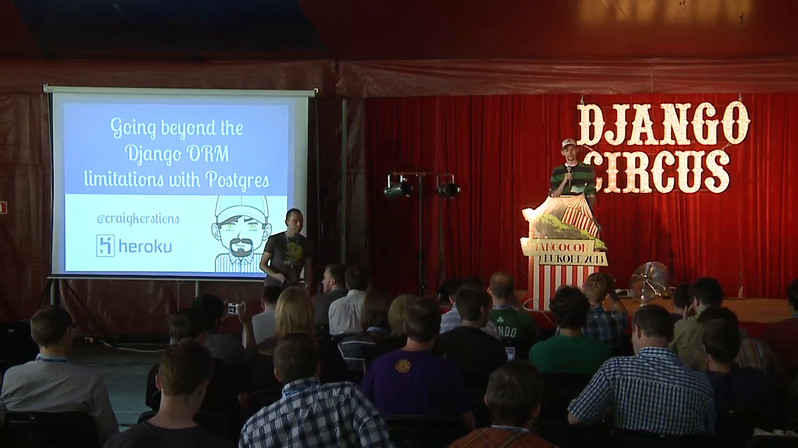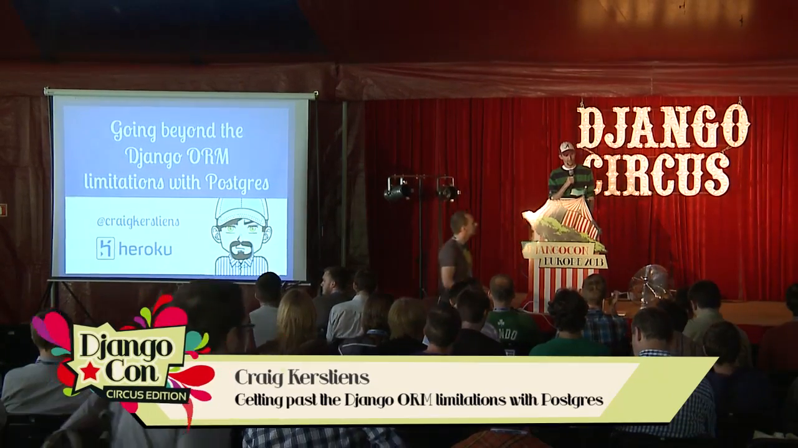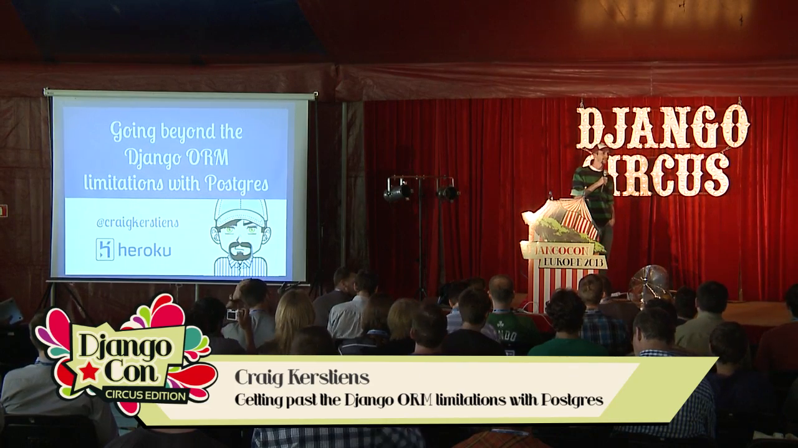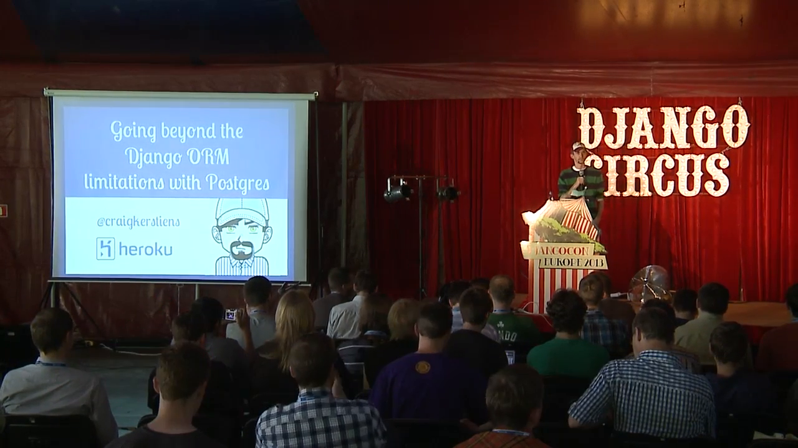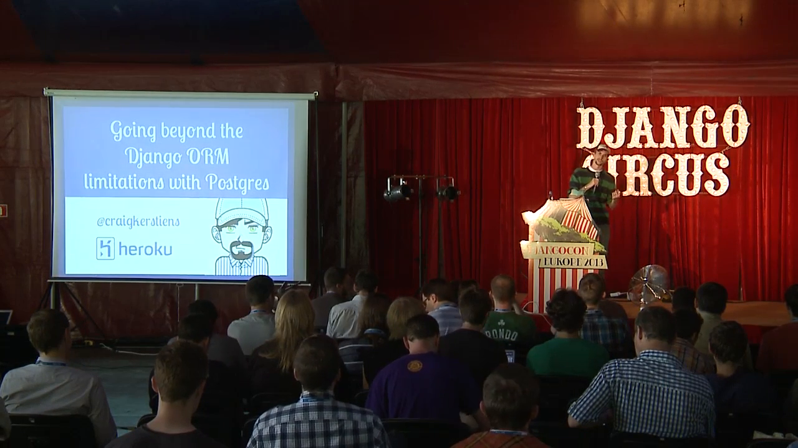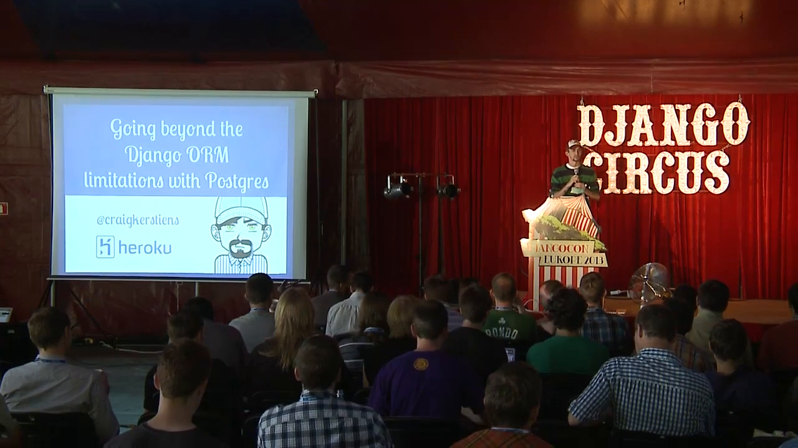All right, thank you. So the title is Going Beyond the Django ORM Limitations with Postgres. I know that's a mouthful. Basically, this is going to be kind of a whirlwind of how do you get all the cool stuff that's in Postgres and use it inside Django. I know Christoph covered some of this yesterday, and his answer was mostly use SQL.